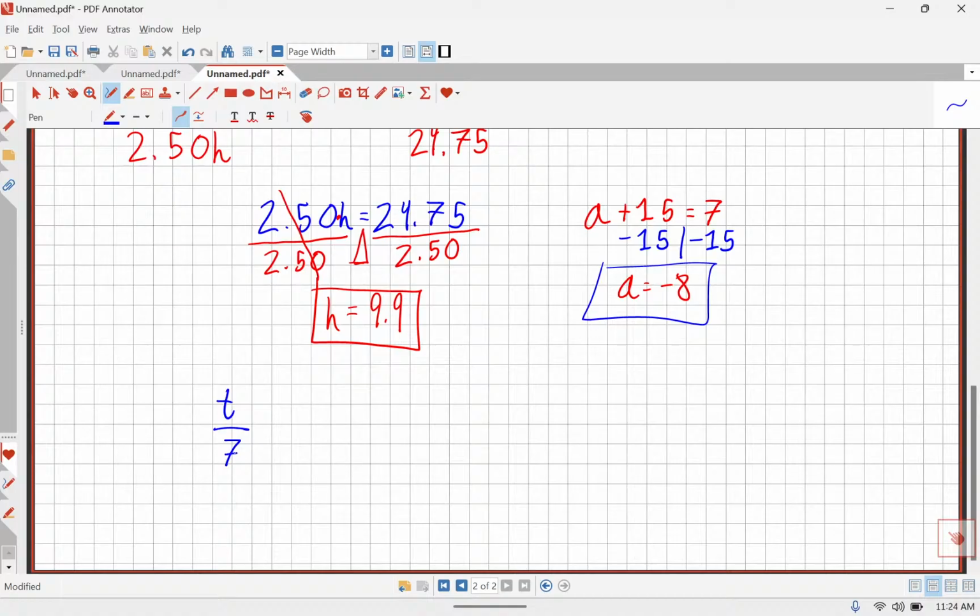T over 7 equals -14. I want to know what T is, and I want to know what you did to 7 and -14 to make that happen. Give it a shot and teach.